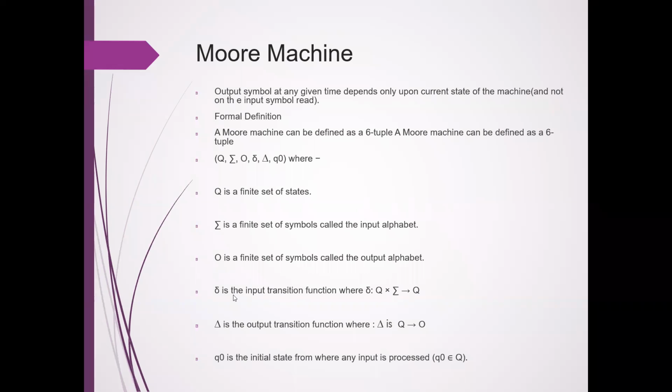Then small delta is nothing but the transition function of the Moore machine, and capital delta is the output function of the Moore machine, and Q0 is nothing but the initial state from where your processing will start.